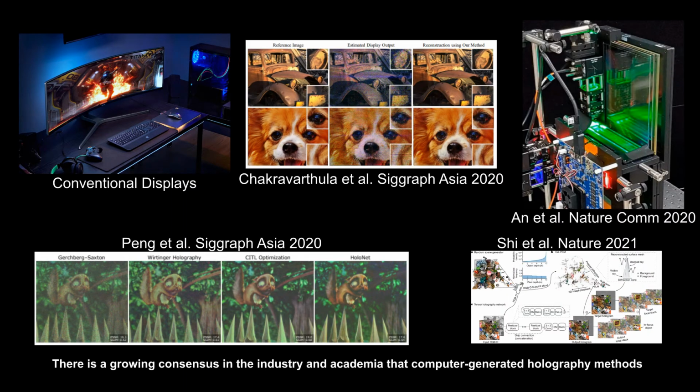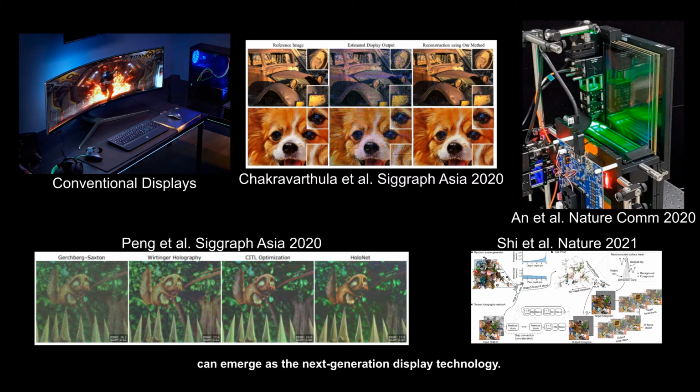Rendering realistic-looking perspectives of a scene on a flat two-dimensional screen is possible today. Nevertheless, the actual illusion of perceiving three-dimensional scenes that match our experiences in real life is still beyond today's computer graphics and display technologies. There is a growing consensus in the industry and academia that computer-generated holography methods can emerge as the next-generation display technology.